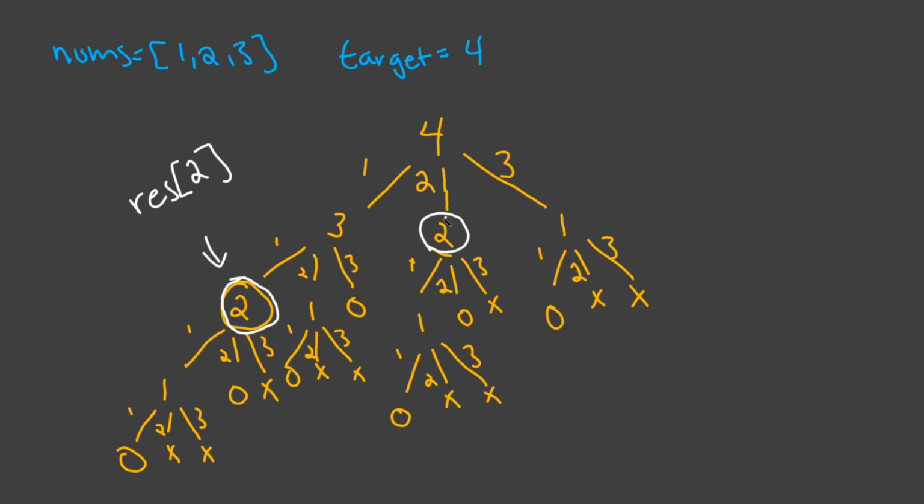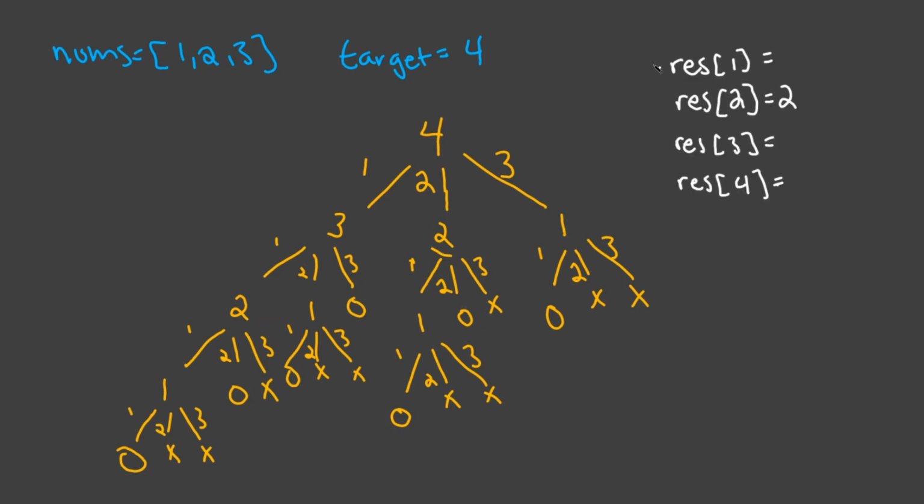So let's just look at this 2 here so we can see how many different combinations we can use to get to 4. So as you can see, if we go 2, 1, and 1, we end up getting to 0 here. So that's a valid combination. And then if we go from 2 to 2, we get to 0 here. So there are 2 valid combinations to get to 4 if we have a 2.